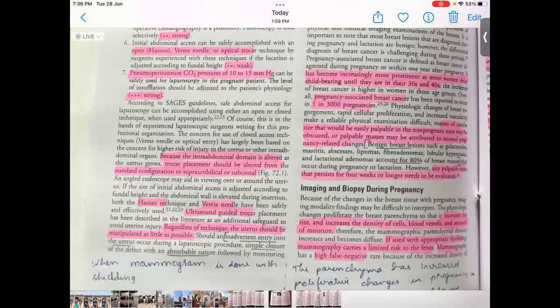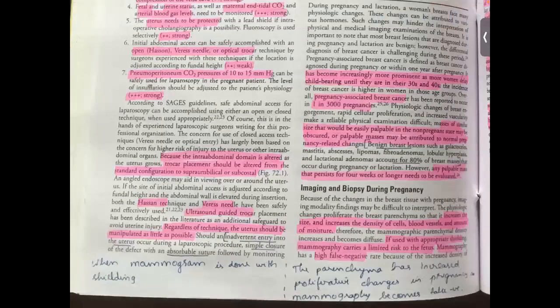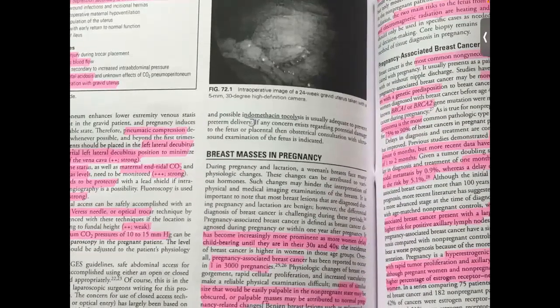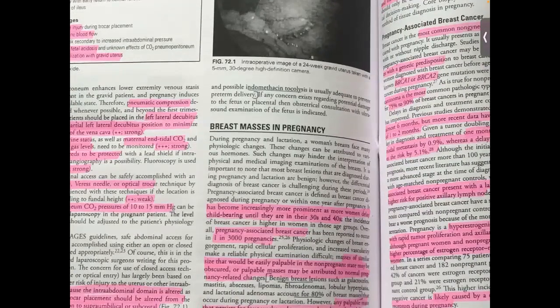So inadvertent entry into the uterus. When we do laparoscopy, if the trocar goes into the uterus, what should we do? We should simply close the defect with absorbable suture, followed by monitoring, and possible indomethacin tocolysis can be given, which is usually adequate to prevent preterm delivery. So we have to close the rent with absorbable suture and give tocolytics to prevent preterm labor. That is what we should do if we enter the uterus during laparoscopy.